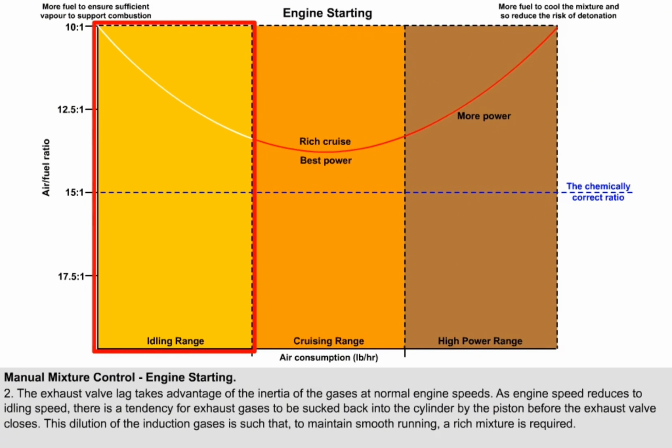However, as engine speed reduces, the gas velocity falls, and more of the burnt gases remain in the cylinder, whilst at still lower speeds, such as idling speed, there is the tendency for exhaust gases to be sucked back into the cylinder by the descending piston before the exhaust valve closes. The consequent dilution of the induction gases is such that, to maintain smooth running, a rich mixture is required.